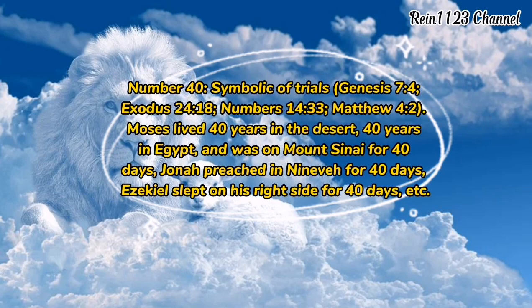Number 40. Symbolic of trials. Genesis 7:4, Exodus 24:18, Numbers 14:33, Matthew 4:2. Moses lived 40 years in the desert, 40 years in Egypt, and was on Mount Sinai for 40 days. Jonah preached in Nineveh for 40 days. Ezekiel slept on his right side for 40 days, etc.